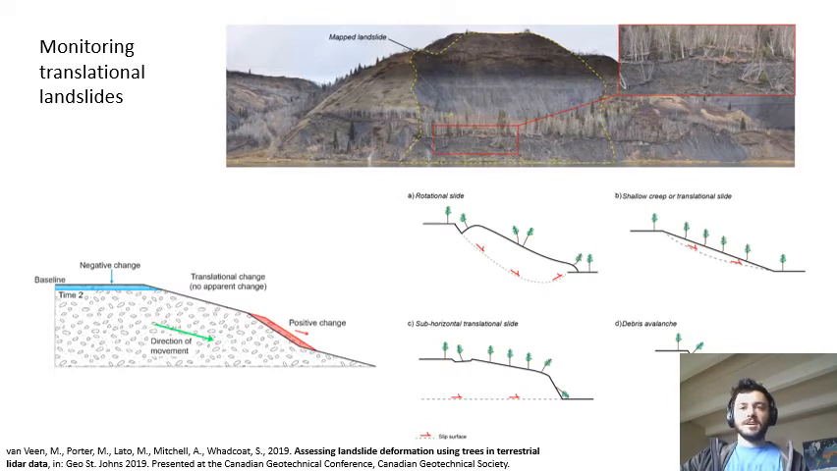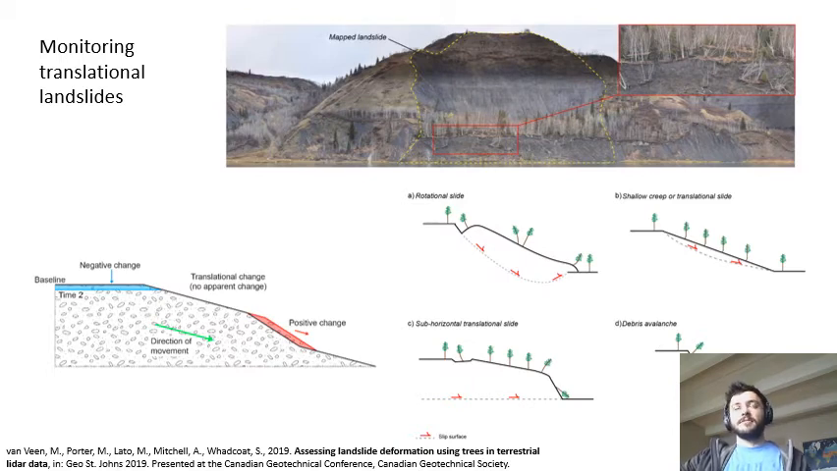So in this case, for an example of a translational landslide, if we do a traditional digital elevation model analysis, we get negative change at the top of the landslide, positive change at the bottom, but the direction of movement of the landslide is not actually accurately characterized here.